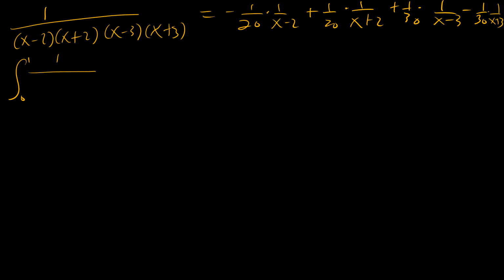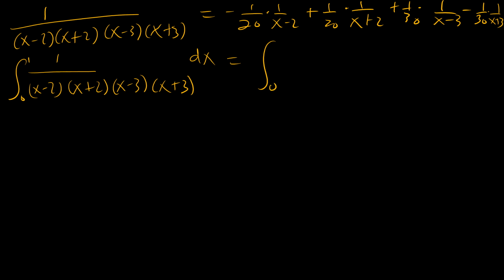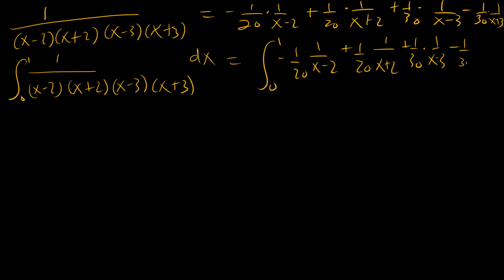of 1/((x minus 2)(x plus 2)(x minus 3)(x plus 3)) is equal to the integral from 0 to 1 of -1/20 times 1/(x minus 2) plus 1/20 times 1/(x plus 2) plus 1/30 times 1/(x minus 3) minus 1/30 times 1/(x plus 3) dx.